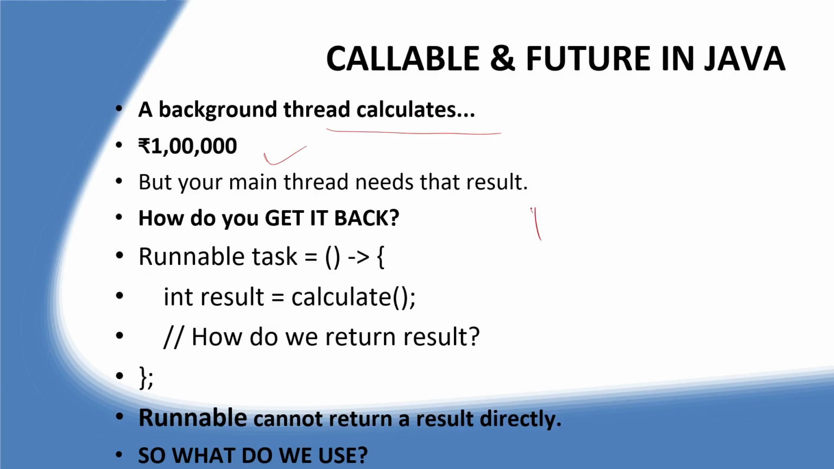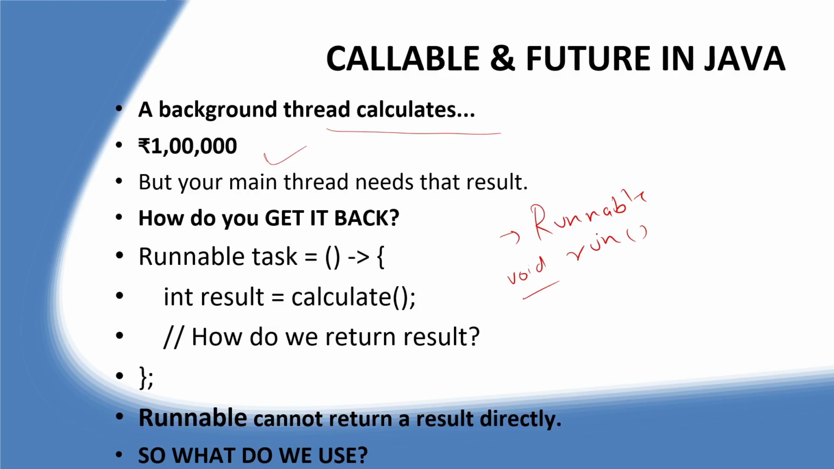If you use Runnable, its run method, Runnable is an interface, right? So the Runnable interface has a run method and its return type is void. So this run method does not return a value. So how do we execute a task in another thread and get the result back later? This is exactly the problem that Callable and Future will solve.